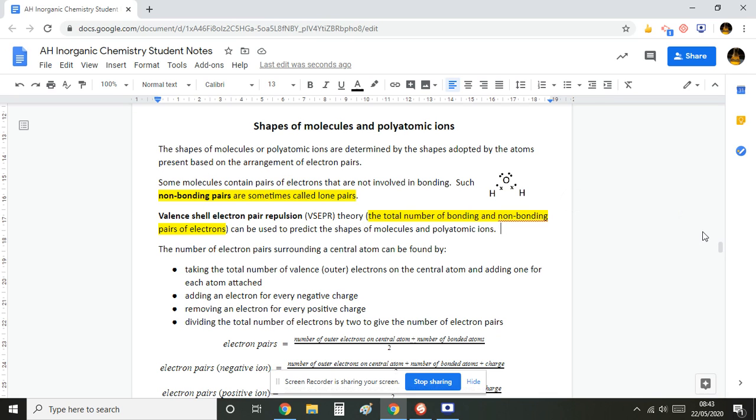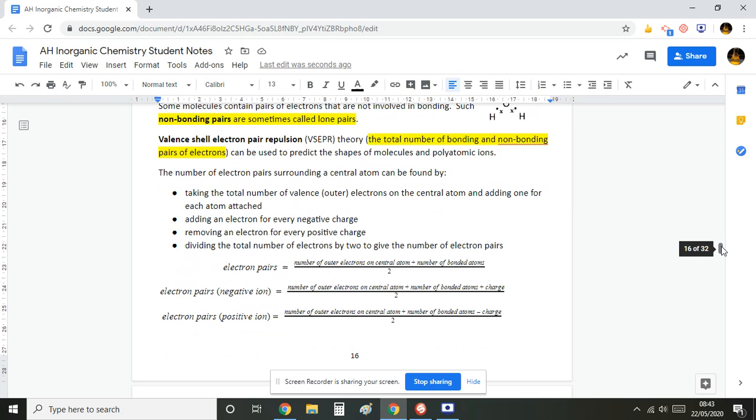The way that you work out the total number of bonding and non-bonding pairs of electrons is you look at the central atom. The central atom will be the one that there's only one of in the molecule. So in the example of water, there's one oxygen, so oxygen is the central atom. You take the total number of valence electrons, so the total number of outer electrons on the central atom, and then you add one for each atom that is attached.